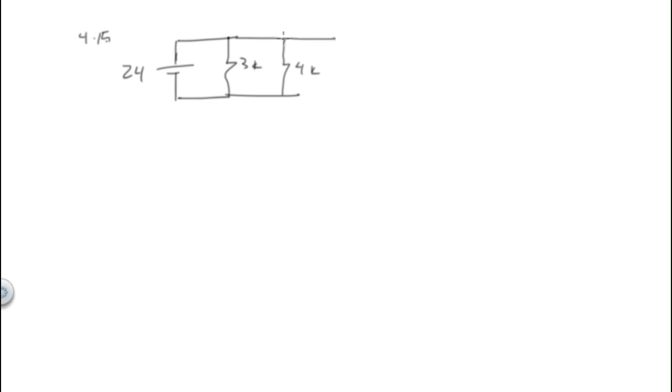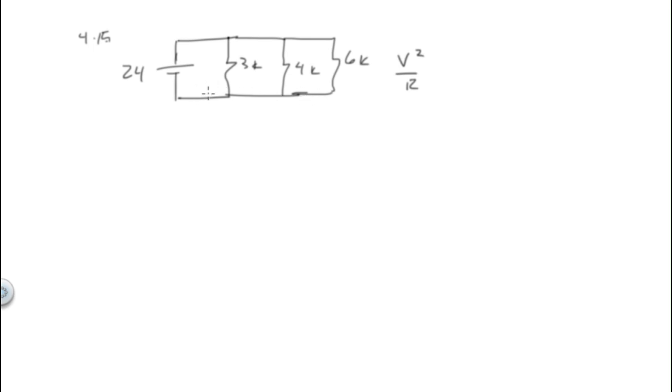So in number 15, this would be easy with what? 24 volts, and we've got a 3K, we have a 4K and a 6K. So this would be easiest with V squared over R, wouldn't it? So we have V and we have V squared.